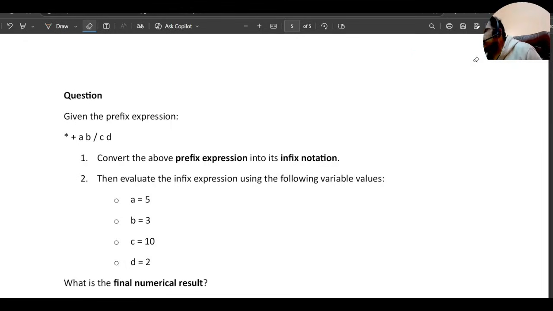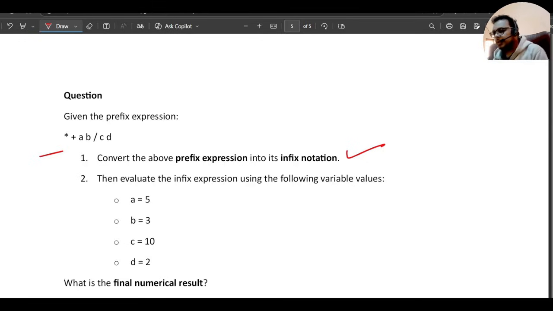And see, these questions like infix to postfix, postfix to infix, these kinds of conversion you should know. So convert the above prefix expression into infix notation. Okay, so this is the question which they are asking. This is the expression. Then evaluate the infix expression using the following variables: a equals 5, b equals 3, c equals 10, and d equals 2. Okay, so this is the prefix expression, and we need to convert it to infix.